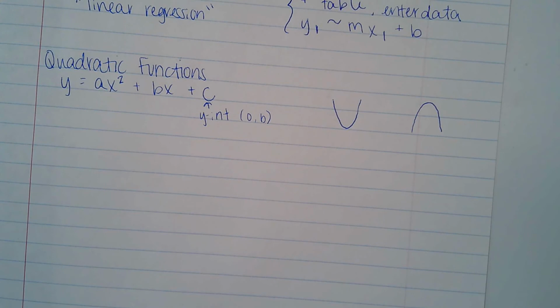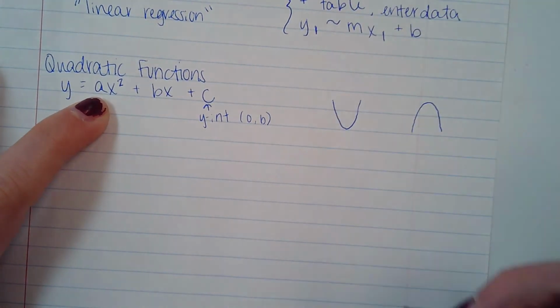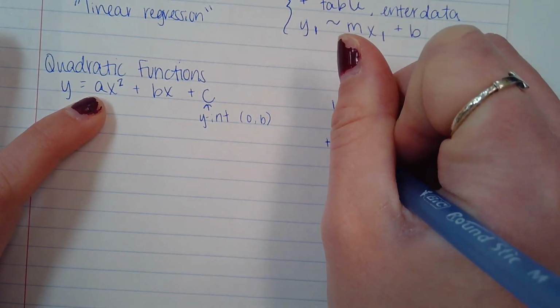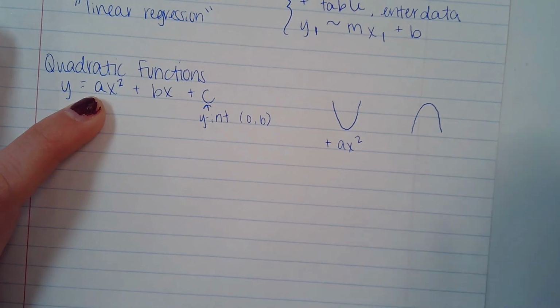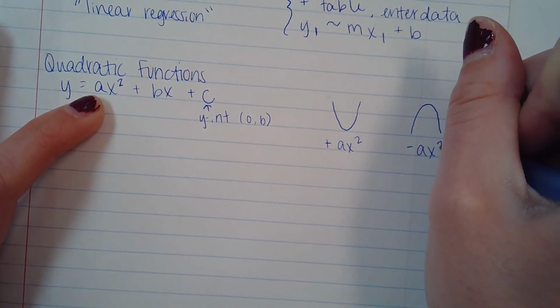If it opens up, that means that the A value is positive. So I'm going to write a positive ax squared. If it opens down, that A value is negative. So I'm going to write negative ax squared.